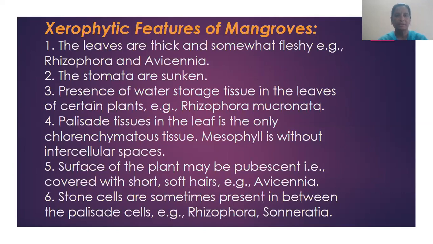Then, xerophytic features of mangroves. The leaves are thick and somewhat fleshy, for example, Rhizophora and Avicennia. The stomata are sunken. Water storage tissue is present in the leaves of certain plants, for example, Rhizophora mucronata. Palisade tissue in the leaf is collenchymatous. Mesophyll is without intercellular spaces. The surface of the plant may be pubescent, that is, covered with short, soft hairs, for example, Avicennia. Stone cells are sometimes present in between the palisade cells, for example, Rhizophora and Sonneratia.